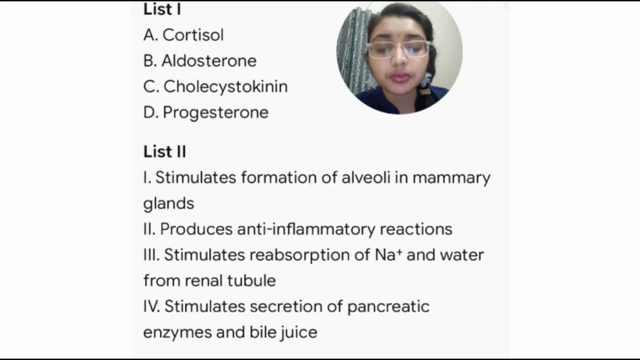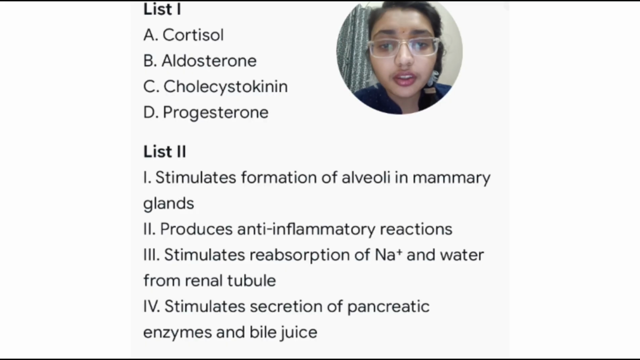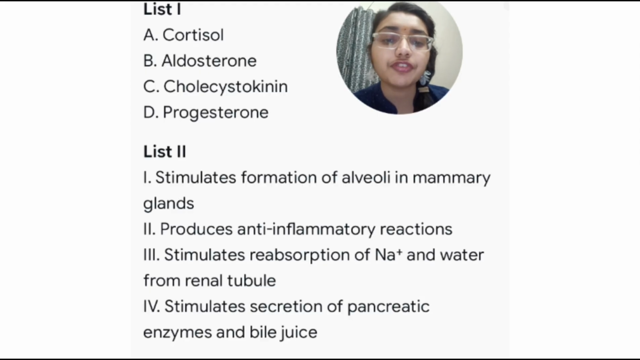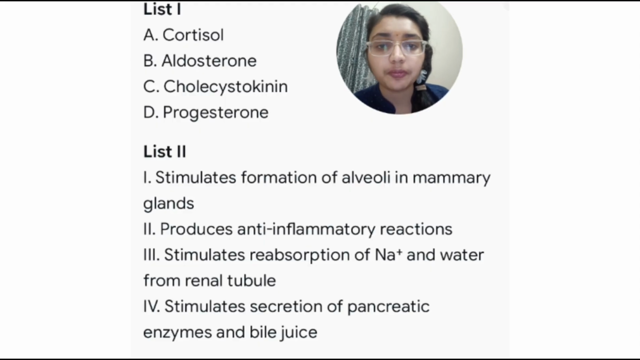So here the correct option is A, that is cortisol. It is pairing with the anti-inflammatory reaction. Then aldosterone is pairing with the stimulation of reabsorption of sodium and water from the renal tube. Then cholecystokinin stimulates the secretion of pancreatic enzyme and bile juice, and progesterone stimulates the formation of alveoli in the mammary gland. So this is the correct option, A2, B3, C4 and D1.